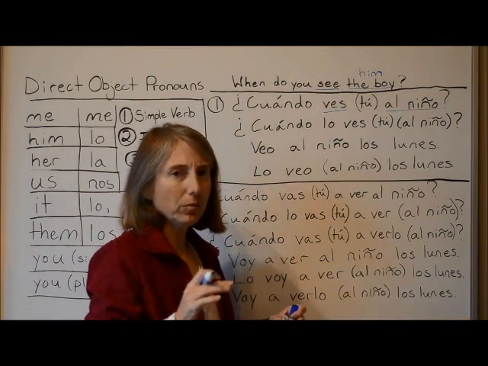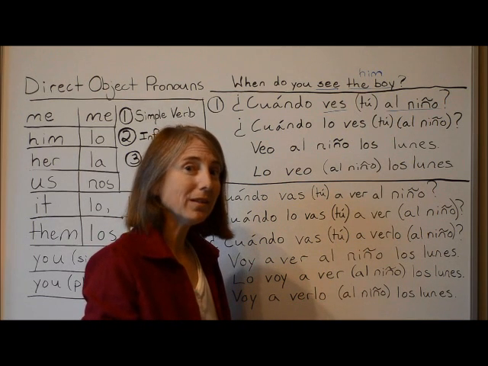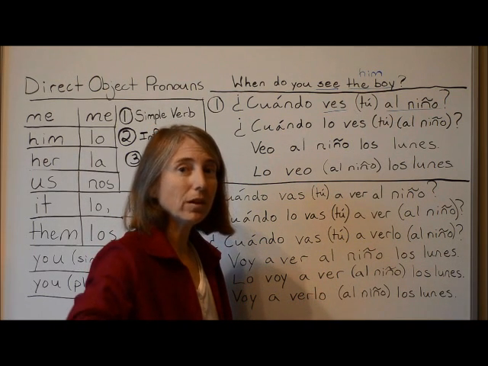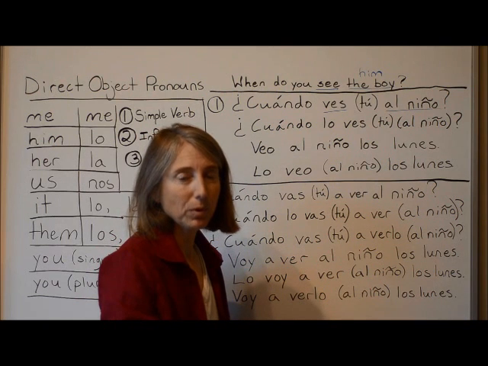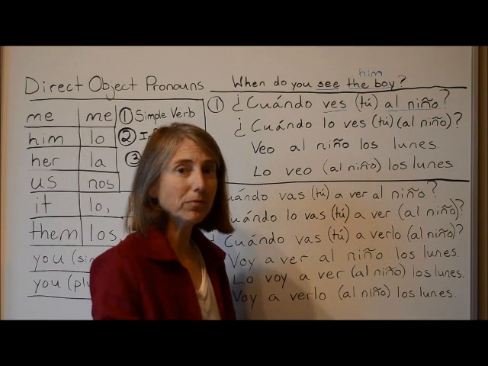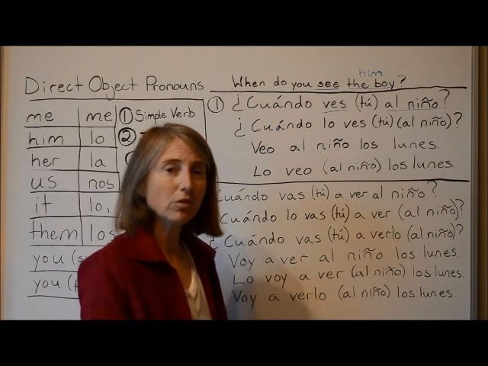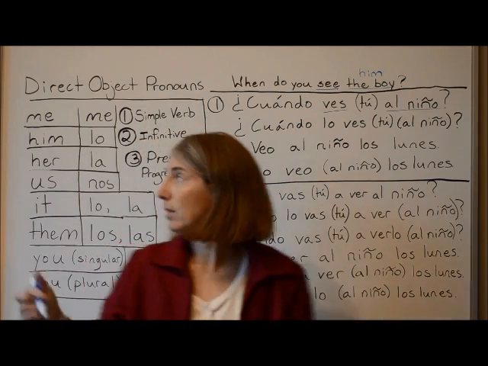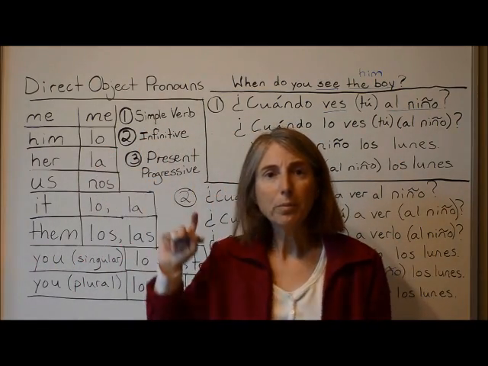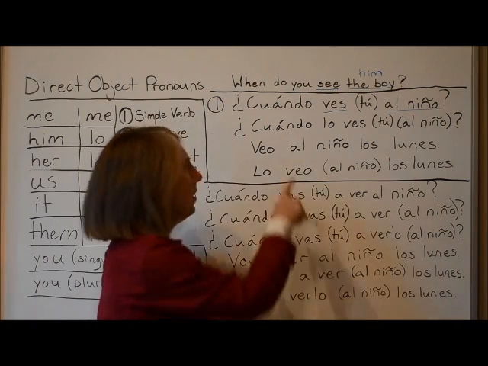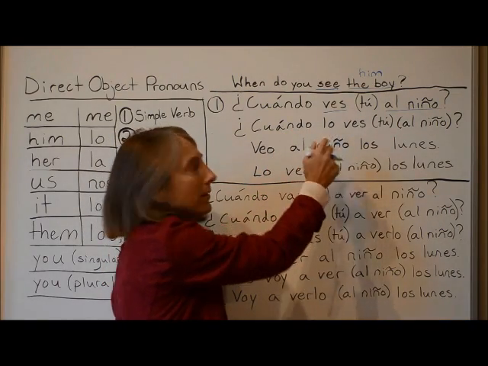Now, the difference between English and Spanish is in English, the direct object pronoun comes after the verb. But in Spanish, it comes before the verb in most cases. So in this sentence, we need to put lo before the verb. ¿Cuándo lo ves?